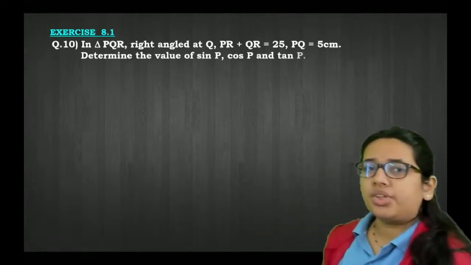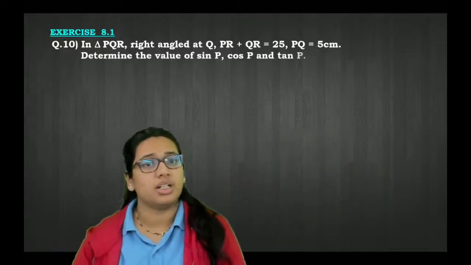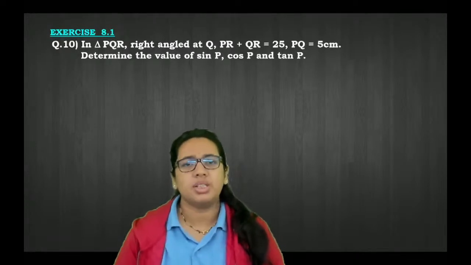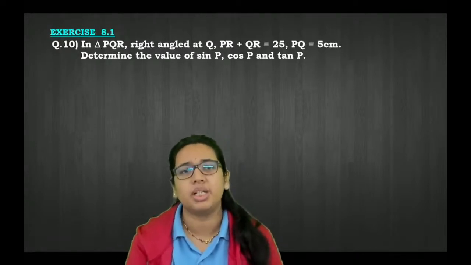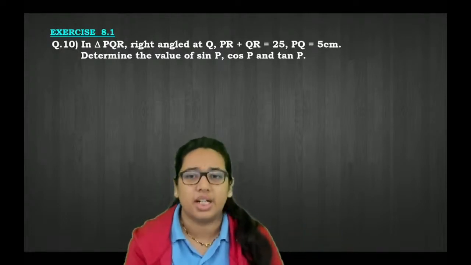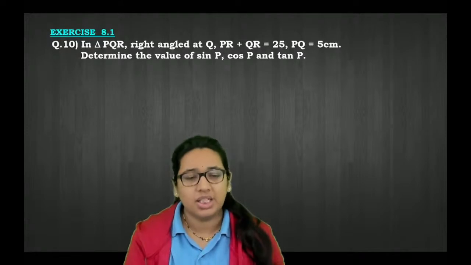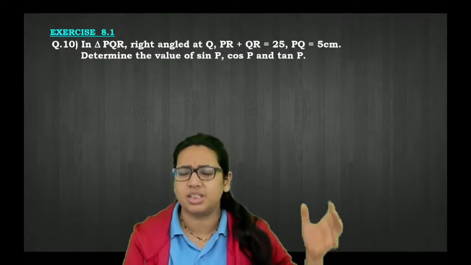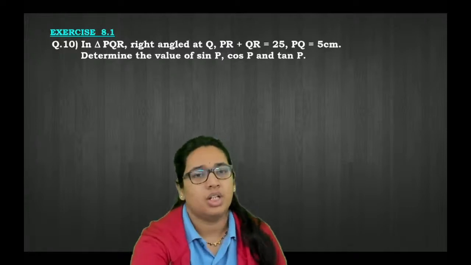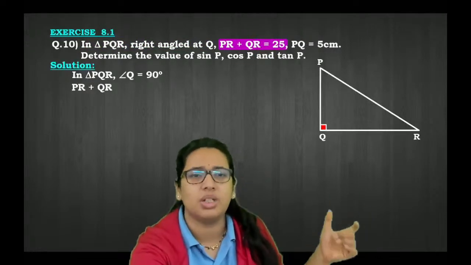We have this question. In triangle PQR, right angled at Q, PR plus QR is given as 25. PQ is given as 5 centimeter. Then determine the value of sin P, cos P, tan P. Whatever is your exercise 8.1, this is just related to आपको अगर triangle value पता नहीं है, just try to find out what will be the third term and just go through all other ratios. But the given part was PR plus QR is given as 25 and PQ is given to us.